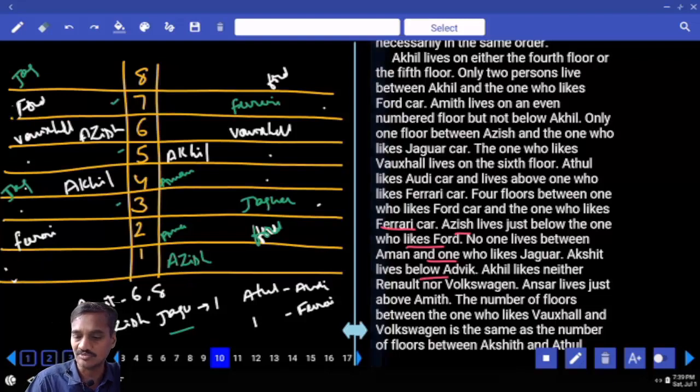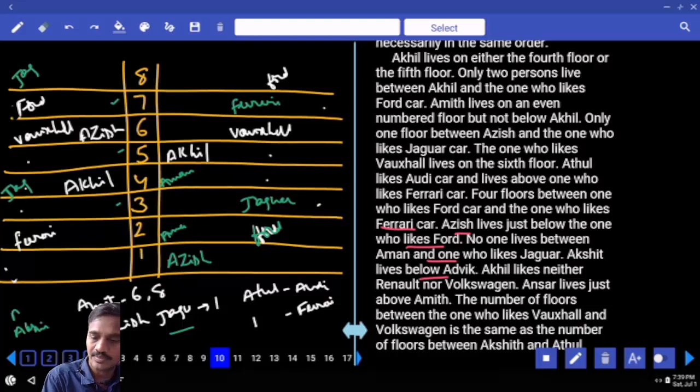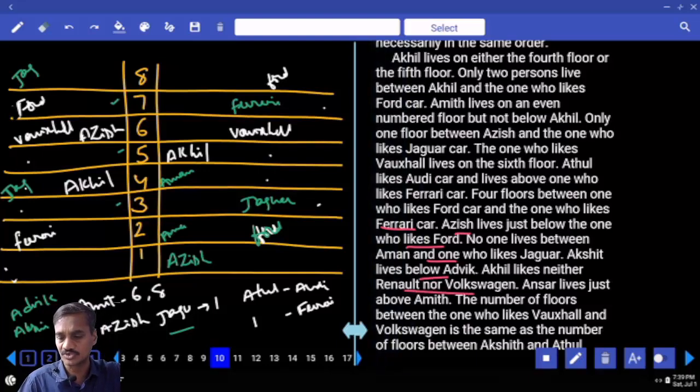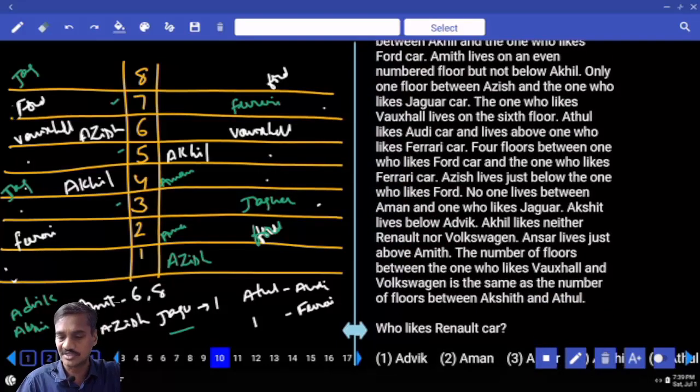And Akshit lives below Advik. Where is this Akshit? Akshit is below Advik. Akhil likes neither Renault nor Volkswagen. Ansar lives just above Amit, so Ansar and Amit must be adjacent to each other. And the number of floors between Vauxhall and Volkswagen is the same as between Akshit and Atul. Now between Akshit and Atul we need to have the same number as between Vauxhall and Volkswagen.